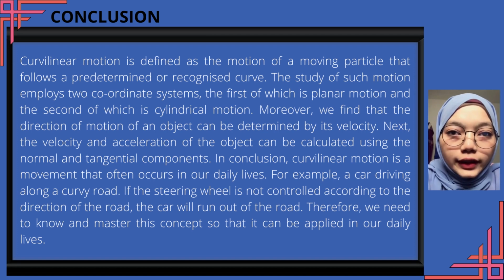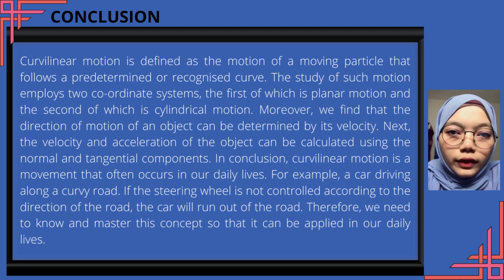The conclusion is: curvilinear motion is defined as the motion of a moving particle that follows a predetermined or recognized curve. The study of such motion implies two coordinate systems, the first of which is planar motion and the second of which is cylindrical motion. Moreover, we find that the direction of motion of an object can be determined by its velocity. Next, the velocity and acceleration of the object can be calculated using the normal and tangential component.